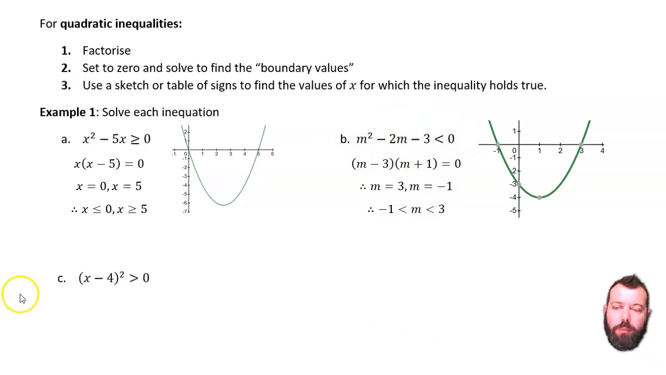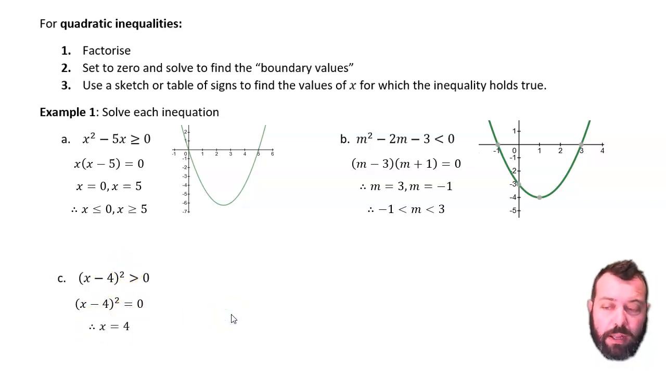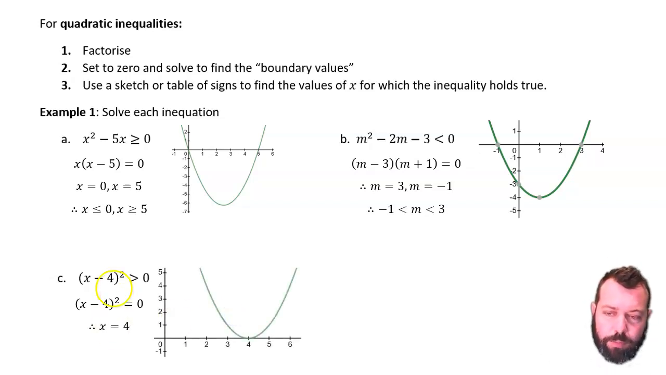This time I am given a quadratic without a graph, and it's a perfect square. I think we want to be a little bit careful here. So we'll let it equal 0. That means that I have a double root, if you like, at x equals 4. It's concave up, looks like this.